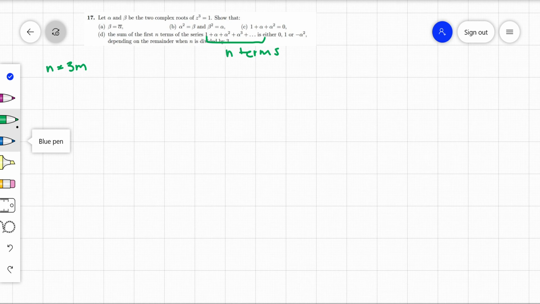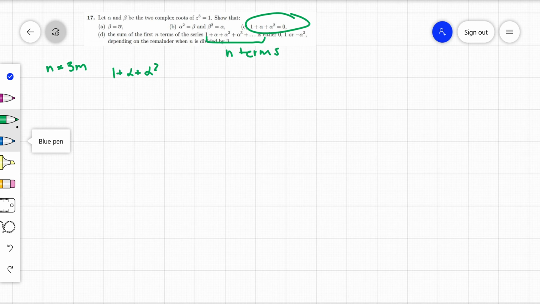So if you think about it, for example, if m was 1, I just want the first 3 terms, and I've got 1 plus alpha plus alpha squared, which we know from here is 0, so that would be 0.